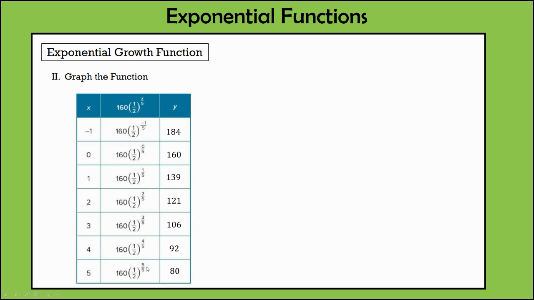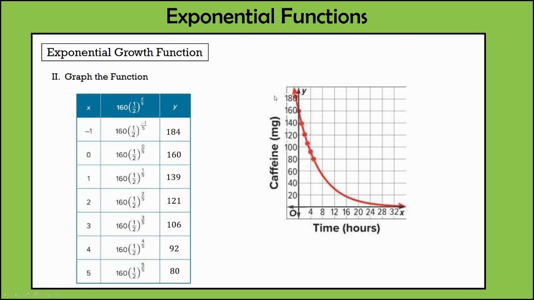And at 5 hours, which is 5/5, that's 1. So that's the half-life. In 5 hours we should have cut this in half. We are at 80 milligrams. Okay, so that's the calculator. Be very careful with it. Generate your outputs. Okay, now graphing it.